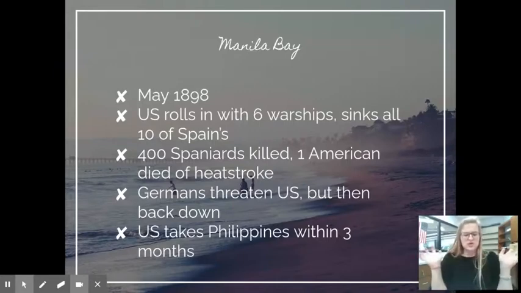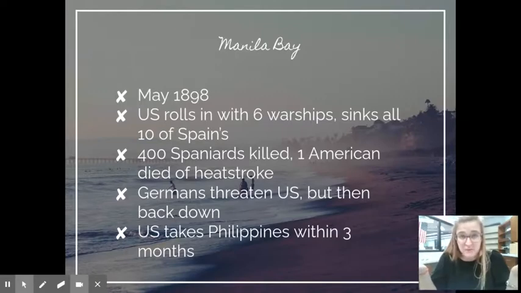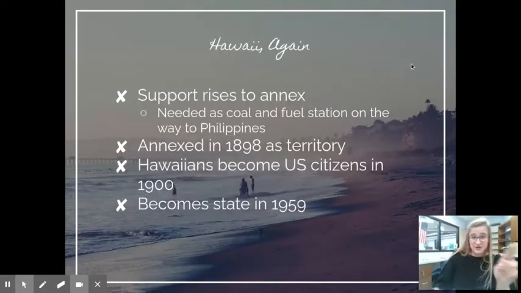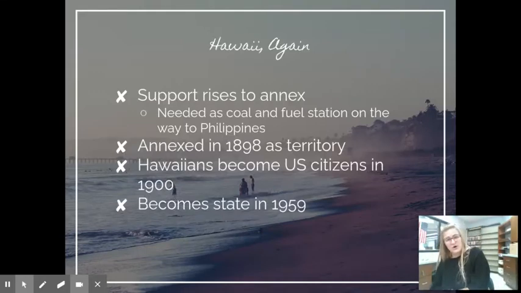Germany's like, no, you can't do this, but Dewey kind of has the upper hand here, and the U.S. takes the Philippines within 3 months. So a war that started in Cuba spread to the Philippines, and all of a sudden the U.S. owns the Philippines. Just because the Undersecretary of War said, we can get some territory out of this deal if we beat up on Spain in 2 places. So switch back, we're in the middle of the Spanish-American War. It hasn't ended yet, but the debate on Hawaii begins again.